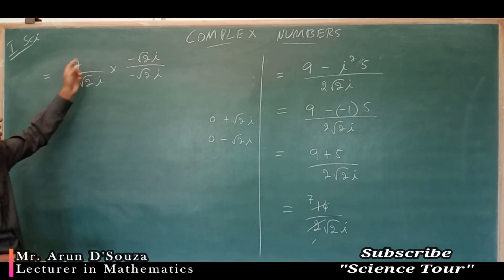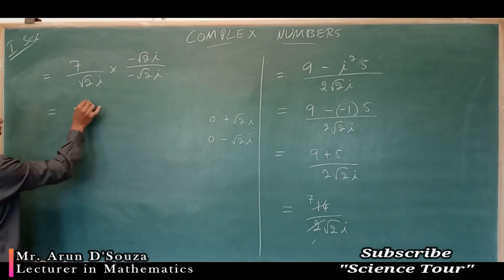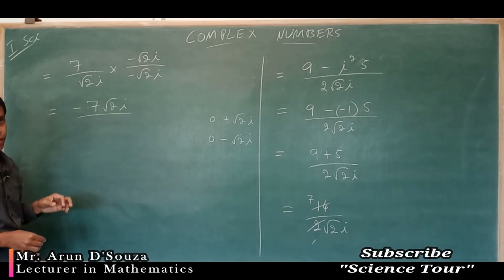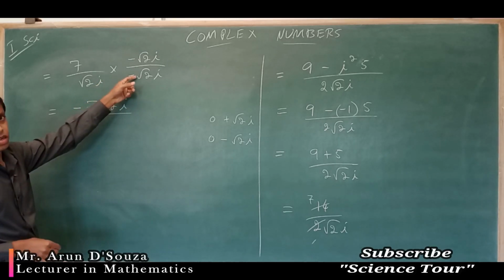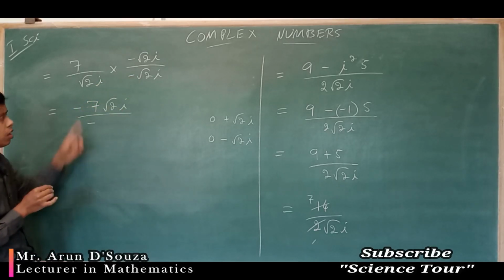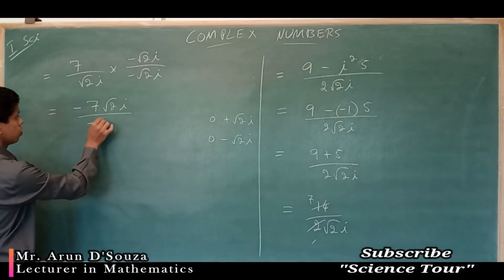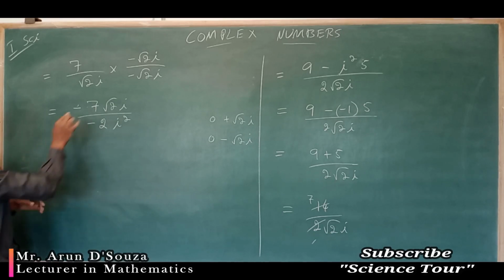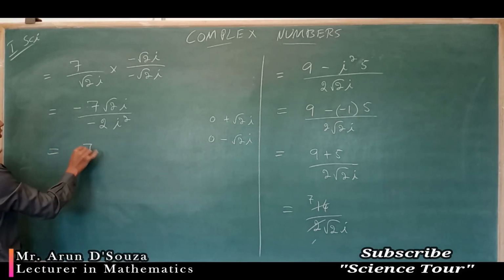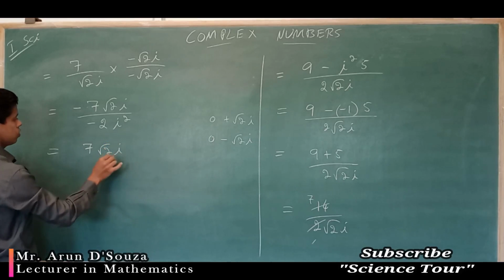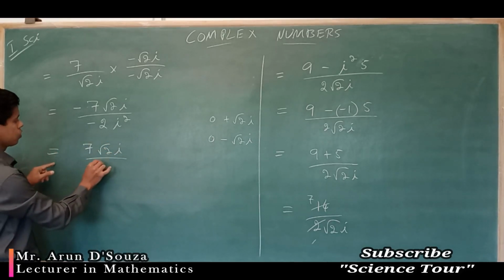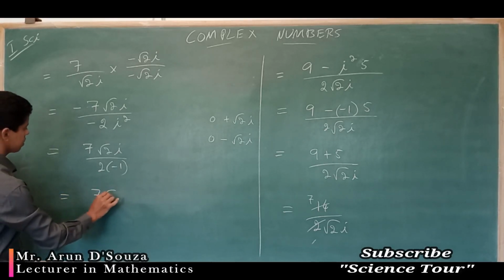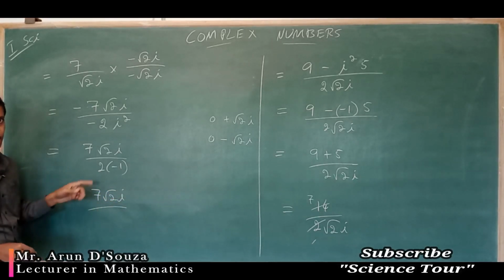Okay. So now 7 and minus root 2i, you can write this way, divided by, see this is minus root 2 into root 2, that is 2, and i into i, which is i square. So minus and minus, you can get rid of. So this is 7 root 2i divided by 2 into minus 1. So this is like 7 root 2i divided by minus 2.